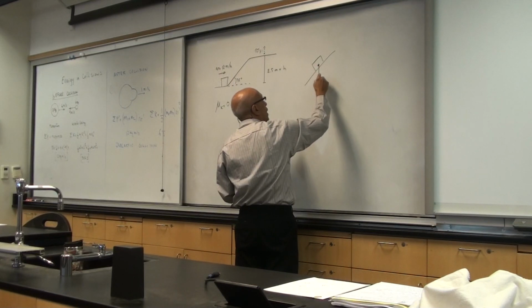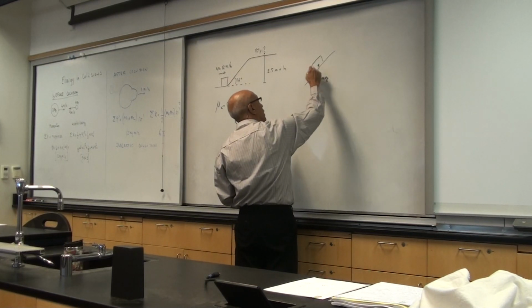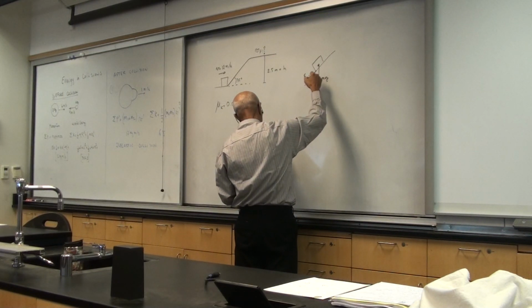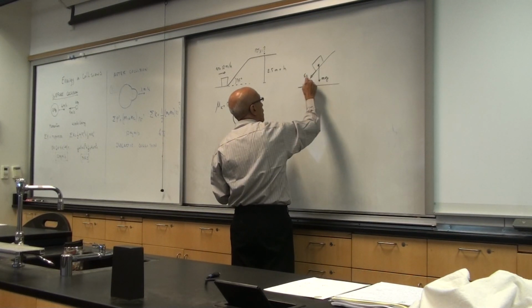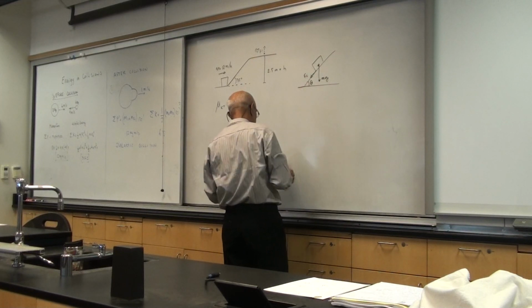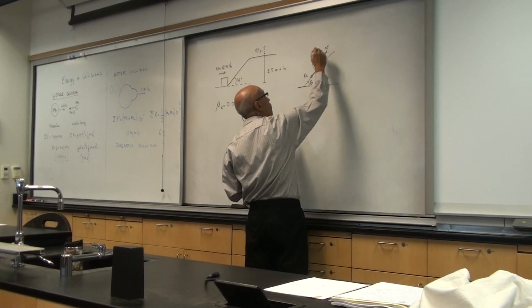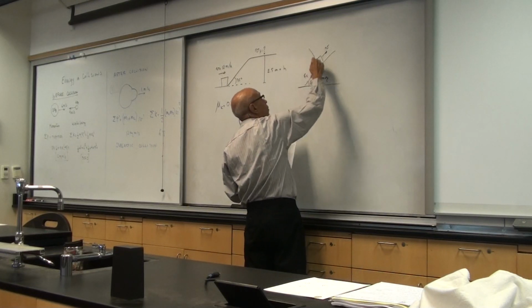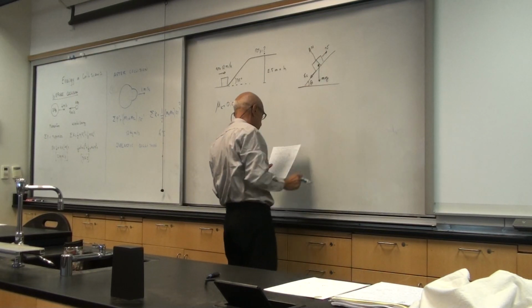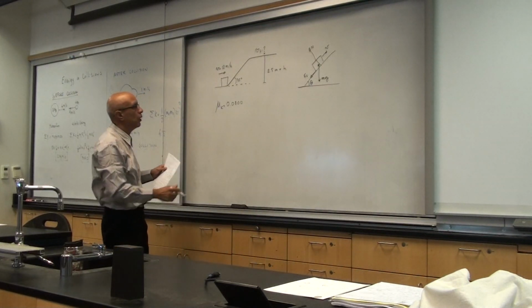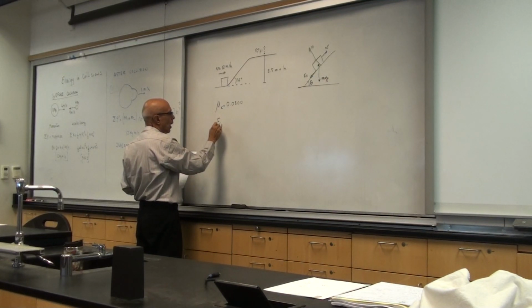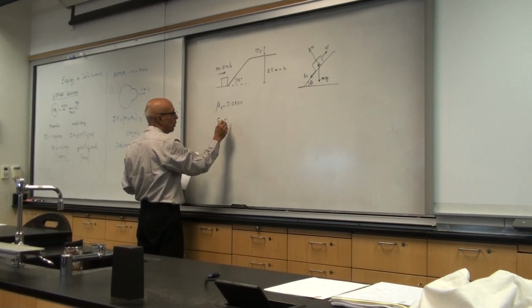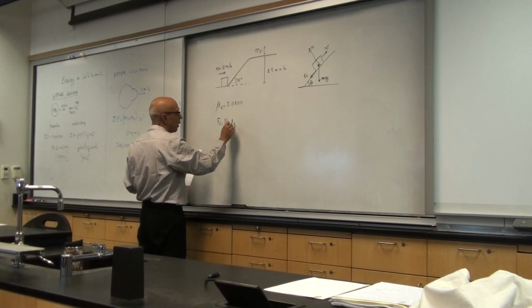So we have the weight, mg. Because it's moving up, the friction force is going down. And here I have my theta, right? And I have here a V, and here my normal force. So to calculate the friction force, I need to multiply the normal and the coefficient.